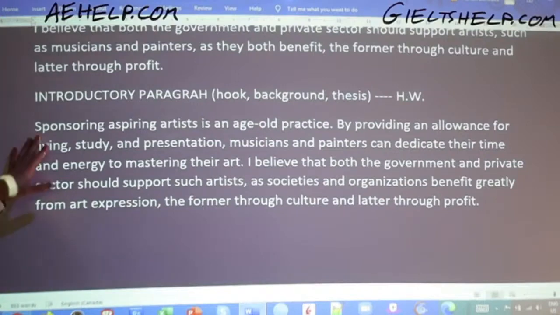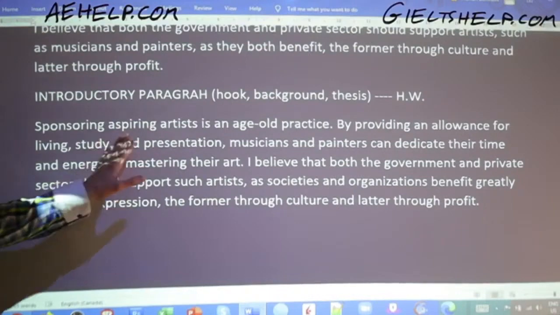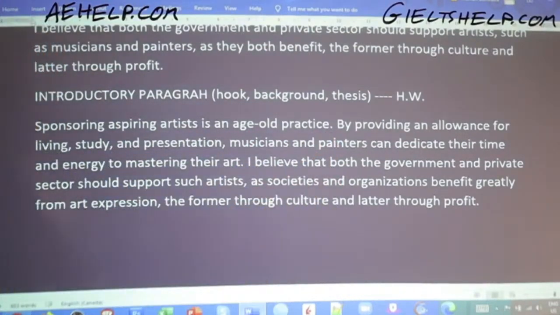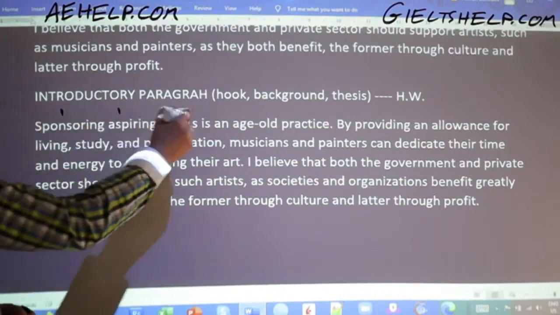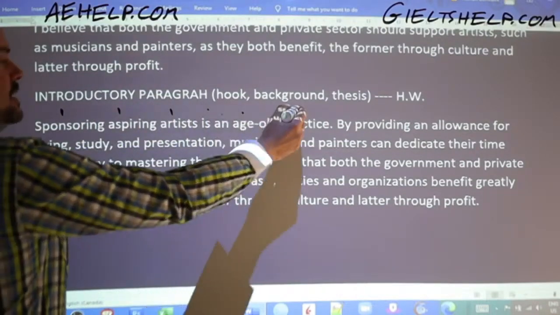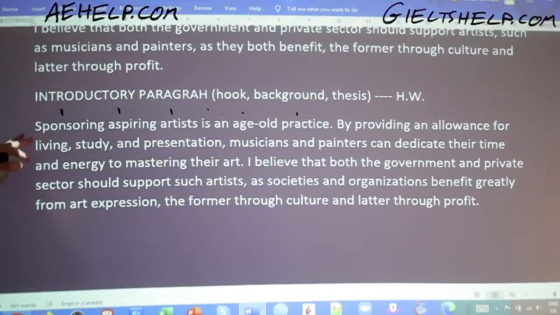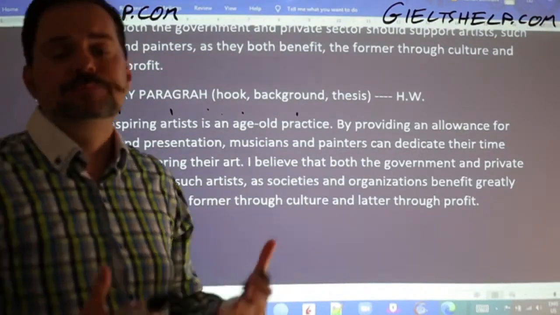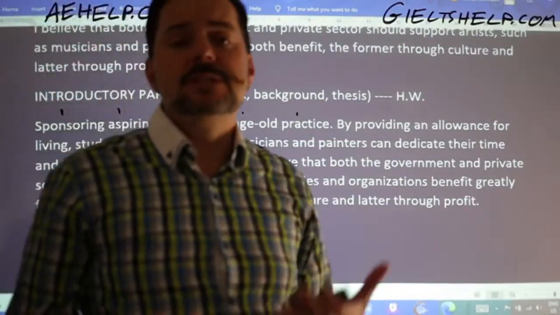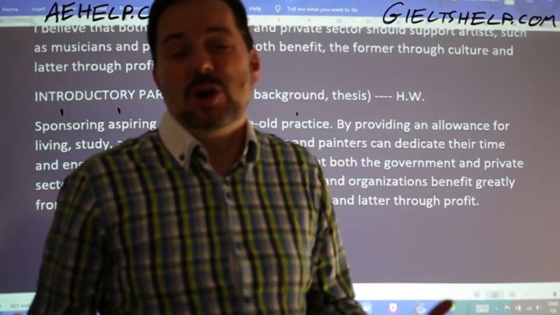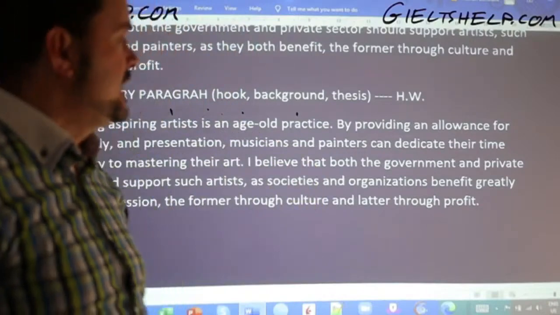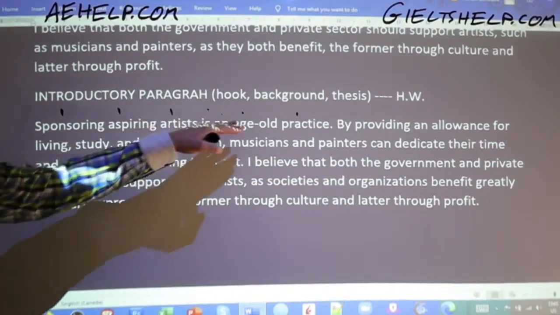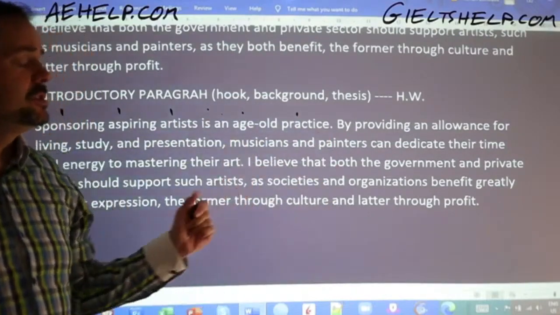So here's mine. Sponsoring aspiring artists is an age-old practice. That's my hook. Look how simple it is. It's 1, 2, 3, 4, 5, 6, 7 words. Here I'm basically telling my reader that giving money to help artists is something society and people have done for arguably hundreds and hundreds of years, if not thousands. So sponsoring aspiring artists is an age-old practice. We've been doing this for a long time.